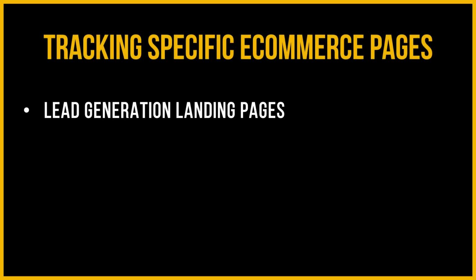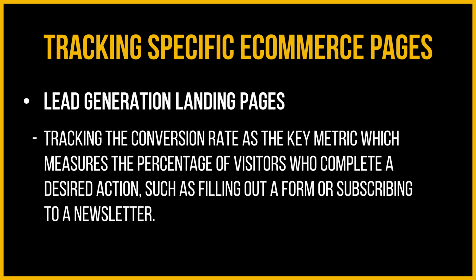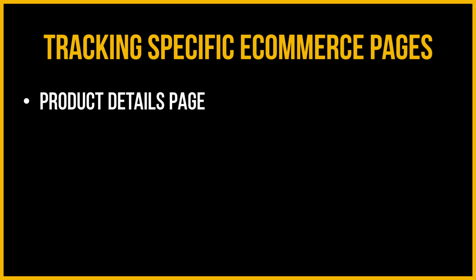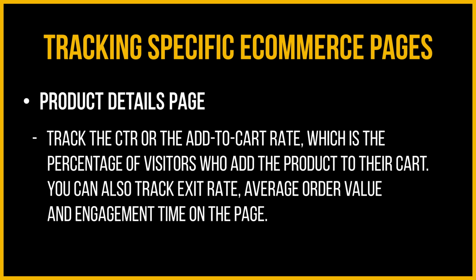So for lead generation landing pages, I would recommend tracking the conversion rate as a key metric, which measures the percentage of visitors who complete a desired action, such as filling out a form or subscribing to a newsletter. For the product details page, you should be tracking things like the click-through rate or the add to cart rate, which is the percentage of visitors who add product to their cart. You can also track exit rate, average order value, and engagement time on page.